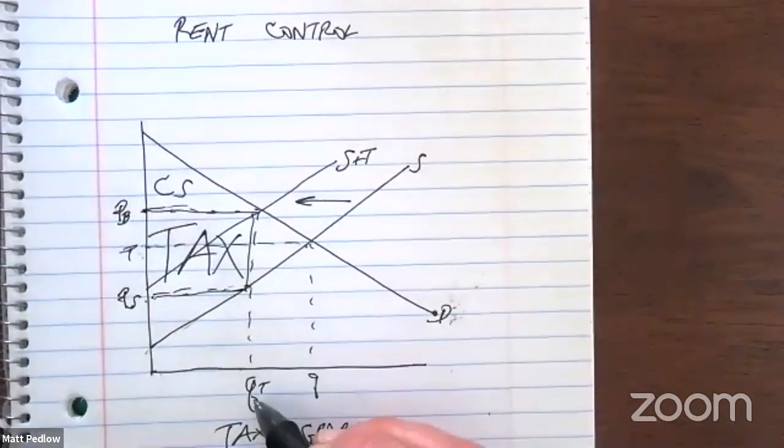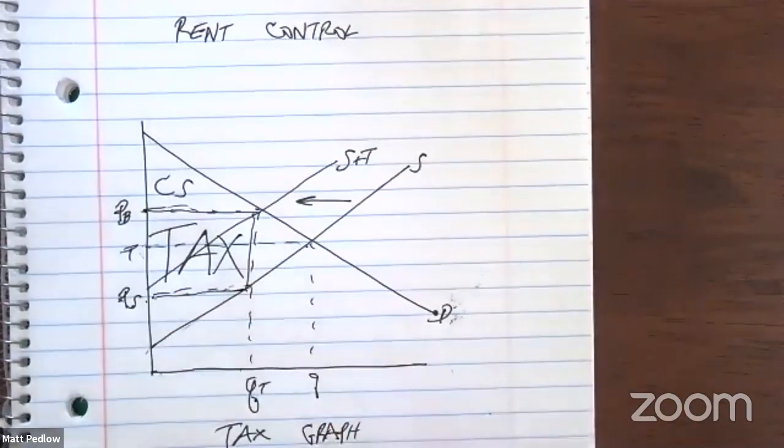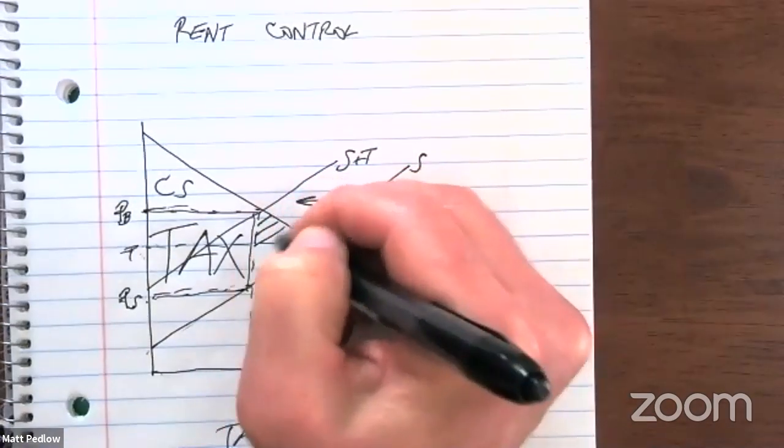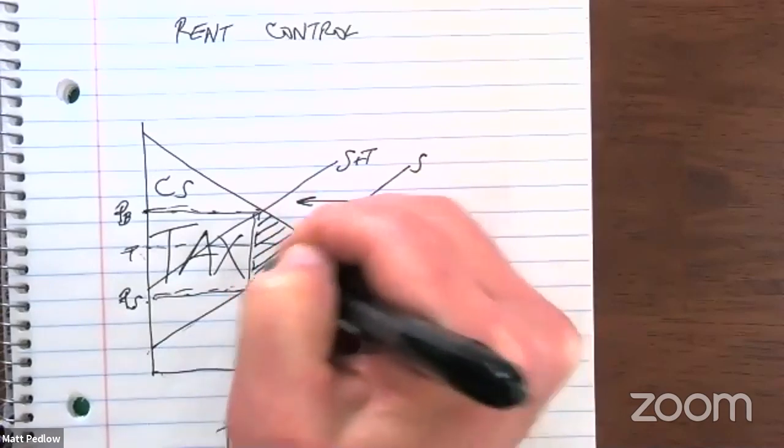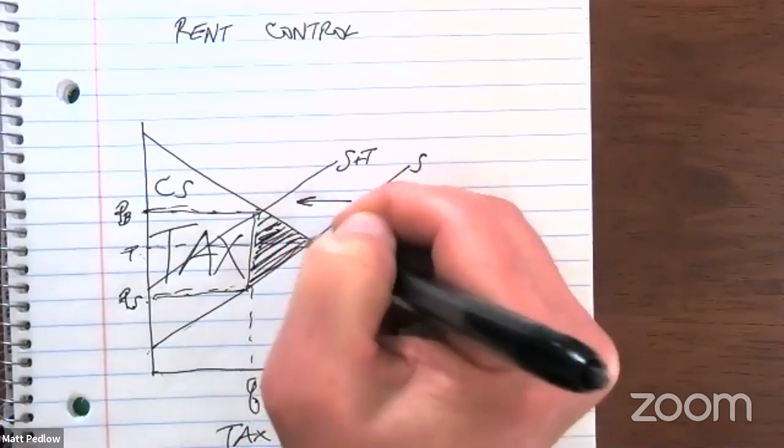So how would you get that? It'd be QT times (PB minus PS), right? That's your tax revenue. And then once again, what we're working on today, and don't worry, we're going over tax graphs here in a couple of weeks. So please don't think this is the only time we're going to see this.